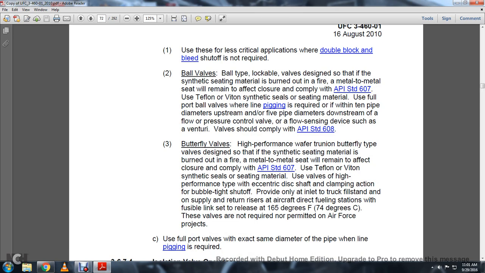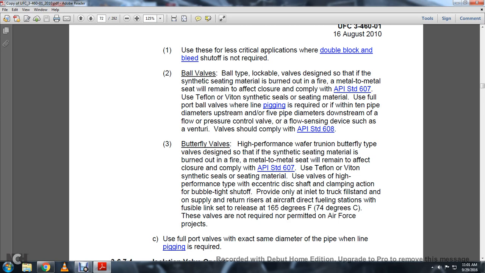Butterfly valve, high performance water treating butterfly type of design for the synthetic seating and the material burned out in the fire. Metal to metal seat will remain in effective closure complying with the API standard 607. And using Teflon, Viton synthetic seals or seating materials using the valves of the high performance for the type of the eccentric disc of the shaft of the clamping action for the bulb.